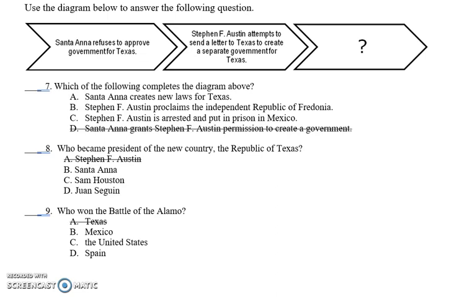Who became president of the new country, the Republic of Texas? B, Santa Anna; C, Sam Houston; or D, Juan Seguin? Question 9. Who won the Battle of the Alamo? Is it B, Mexico; C, the United States; or D, Spain?